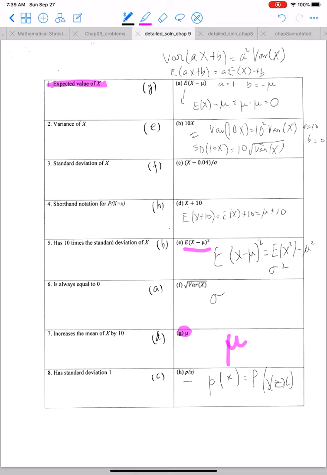This has standard deviation 1, this c, and that is because this is equal to x over sigma minus mu over sigma. Therefore variance of x over sigma minus mu over sigma is equal to 1 over sigma square variance of x. So this is equal to sigma square over sigma square, which is equal to 1. Hence the standard deviation is also 1, because if the variance is 1, the square root of that is standard deviation.